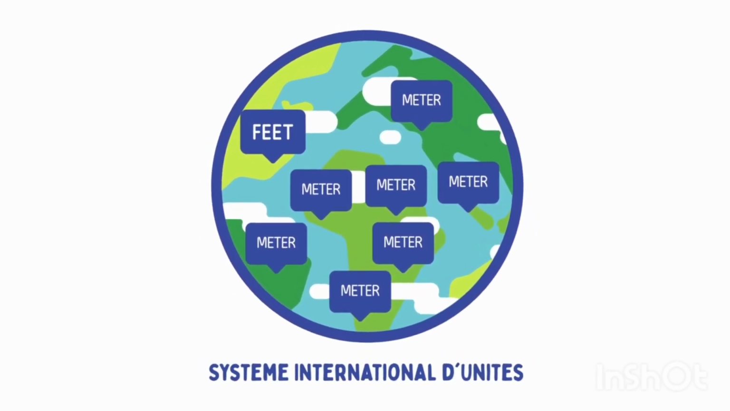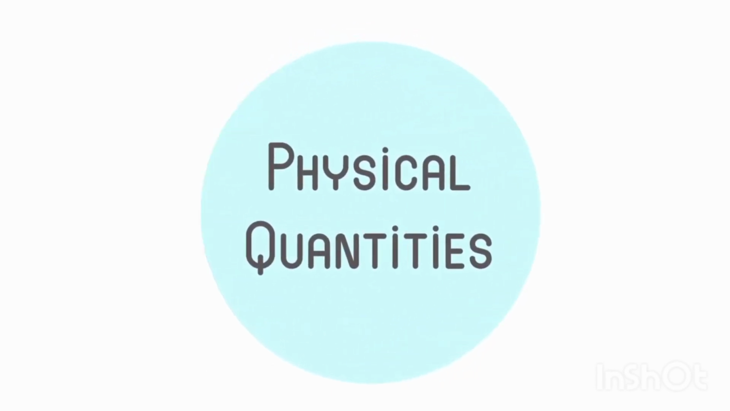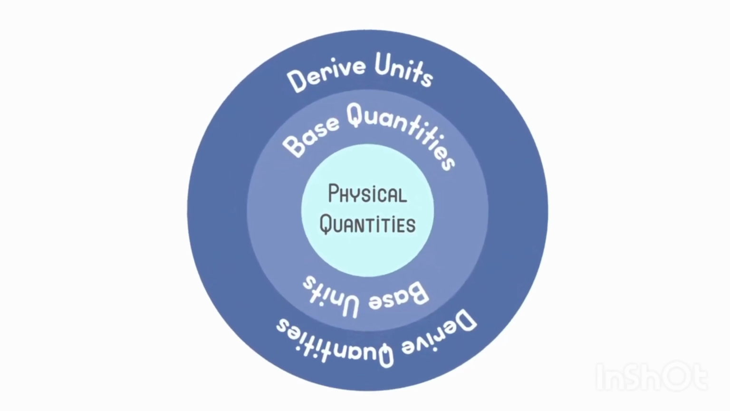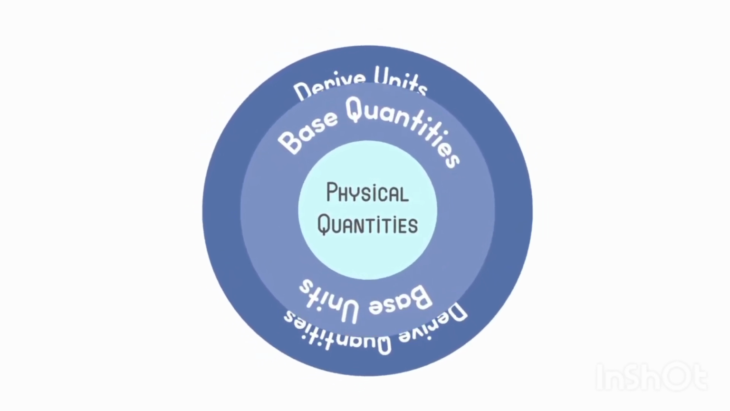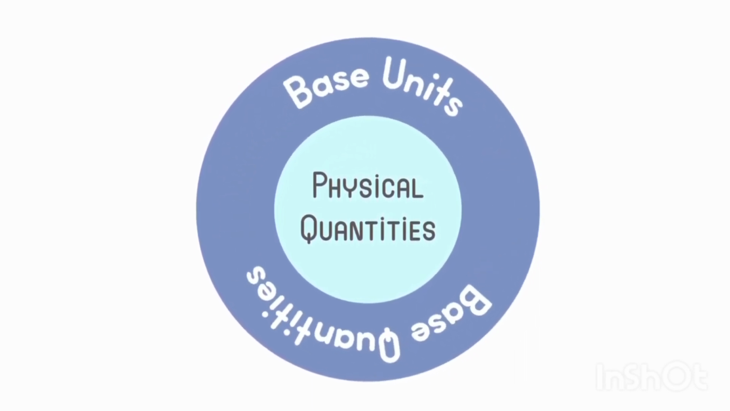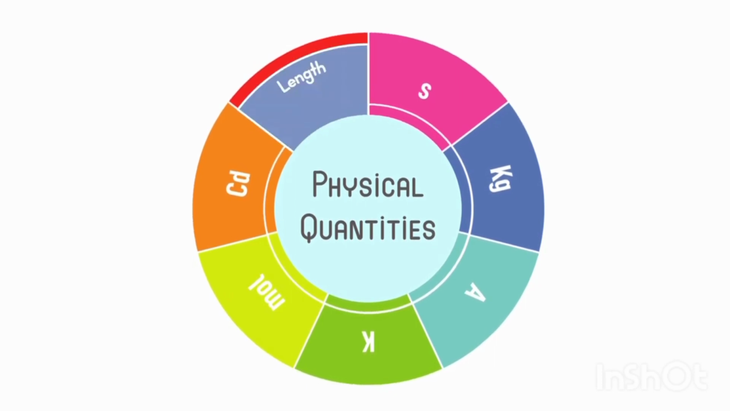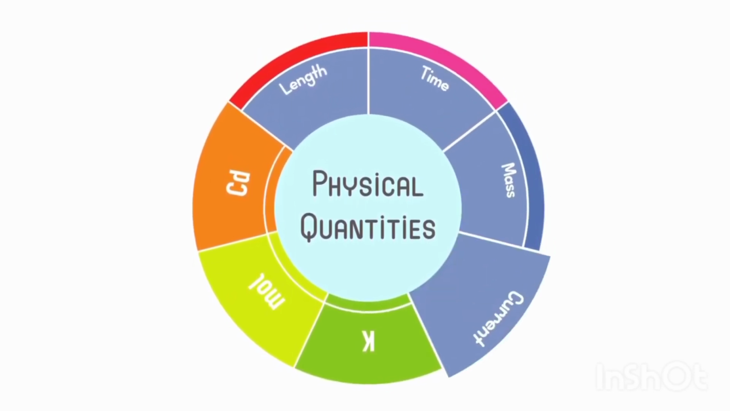Now, coming back to the base and derived quantities, we have understood about these quantities. Now, we will have a look at the units in which these are measured. Base units. The units used to measure base quantities are called base units. We now know that base quantities are 7 in number. But in what units are these quantities measured?